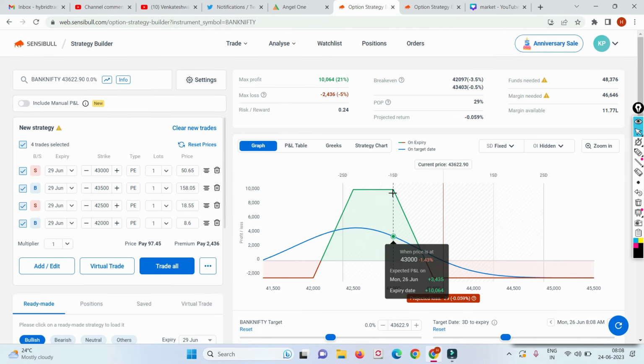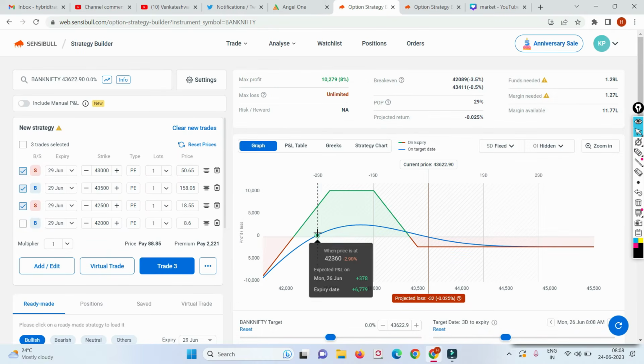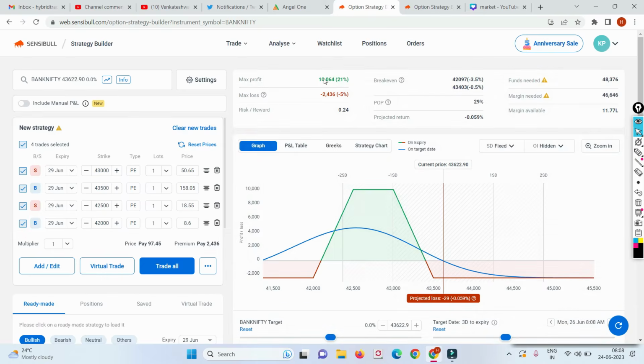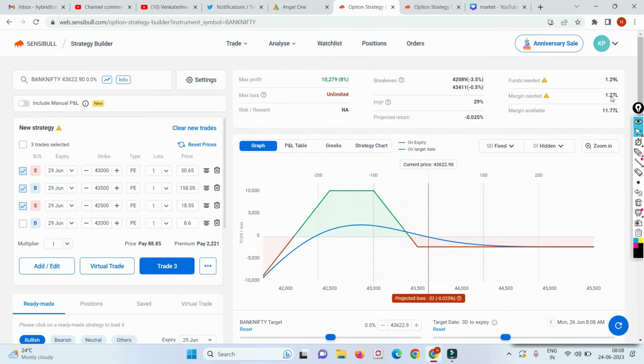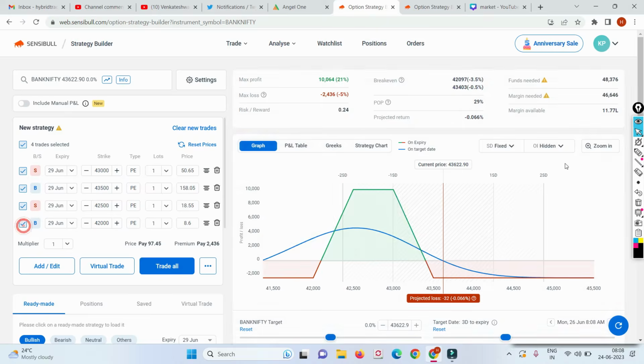Let's say the market stands here. If you do not have this, you are worried about extreme unlimited loss, and the moment you buy this, you have converted your trade to risk defined. And check the capital. The moment you bought this, your margin has reduced. Your margin was 1,27,000. The moment you bought this, automatically your margin has reduced, and your unlimited loss has become limited, right?